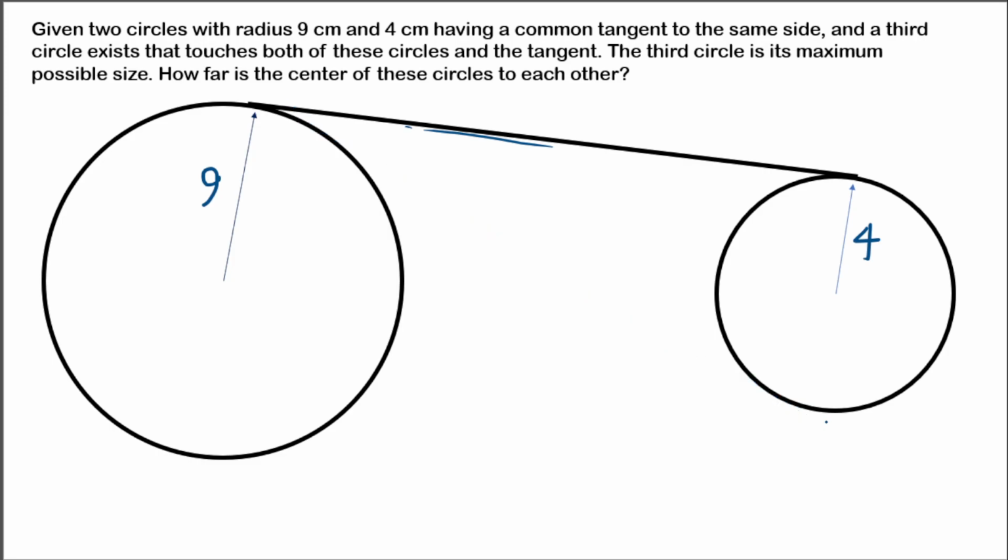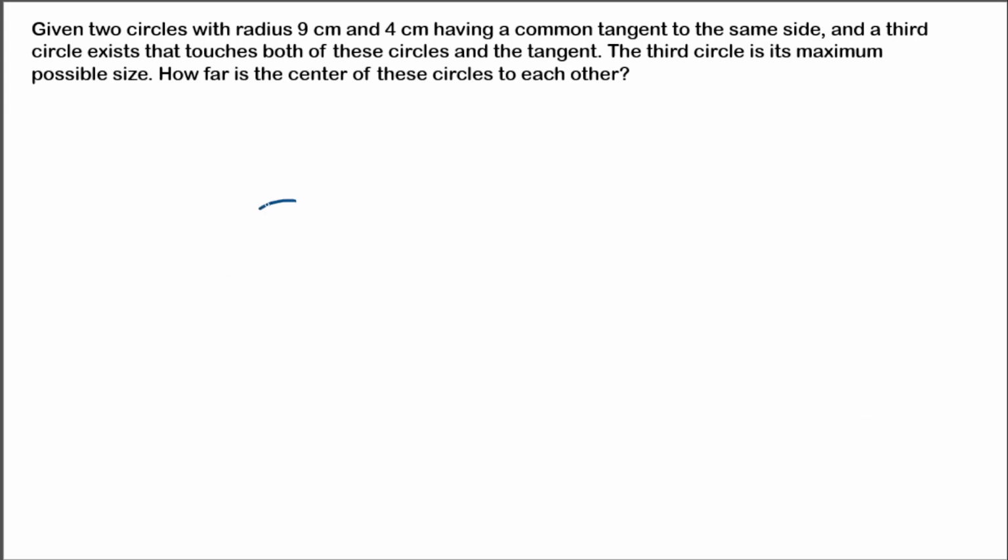So this common tangent is at the same side, and there is a third circle that exists which touches this circle and this common tangent, right? So this is something like that. But here let me spend some time to basically understand how this can be possible. So let us say there are two circles like this, right?